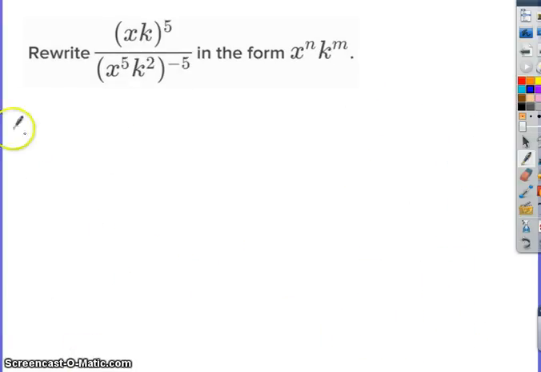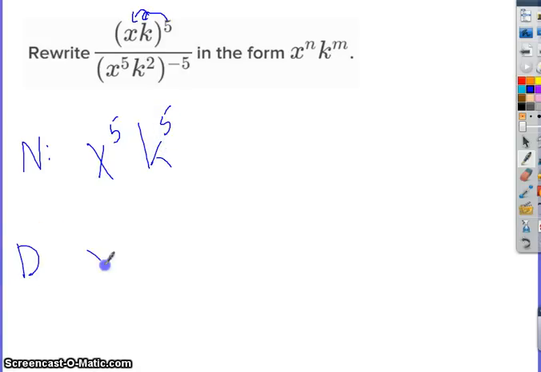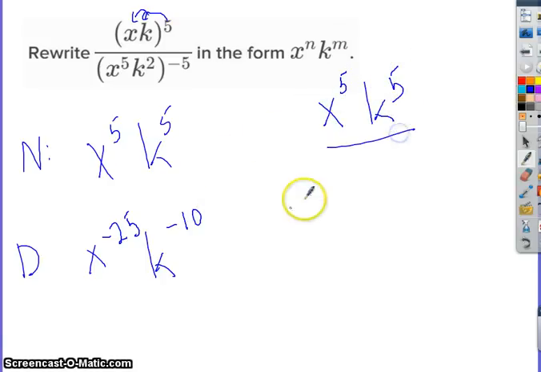And pause here. I'm really hoping that by now you've paused and you're starting to do these on your own. The numerator, distribute the 5 to both things, the x and the k: x to the 5th, k to the 5th. The denominator, oh, not y, k. The exponent on the x is negative 25 because it's 5 times 5, and 2 times negative 5 is negative 10. Put them together. X to the 5th, k to the 5th on top. X to the negative 25th, k to the negative 10 on bottom.